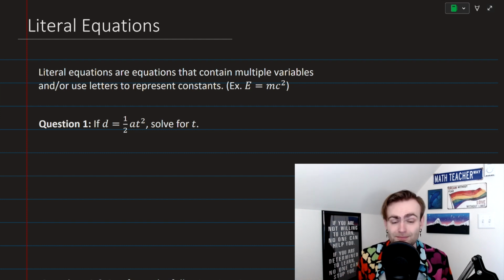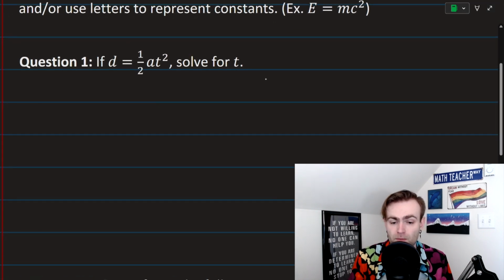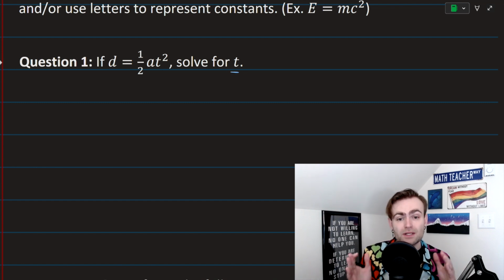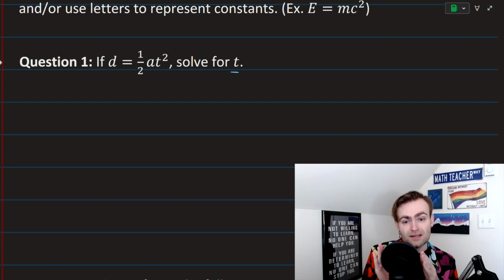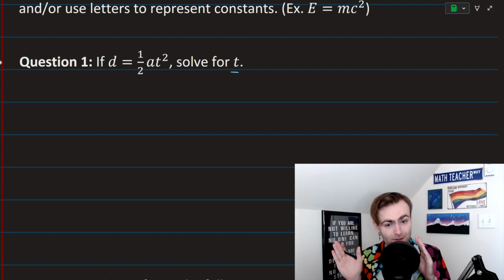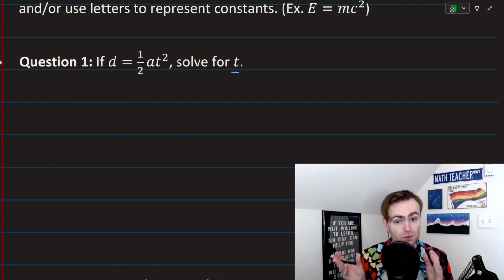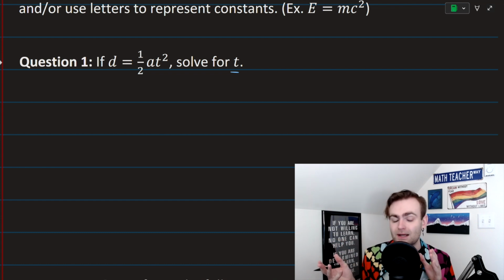So let's get started. First and foremost, we have: if d is equal to 1/2 a times t squared, solve for t. So when we solve for something, when we have multiple variables, it means that we are getting that variable alone on one side of the equation, and everything else is going to be on the other, and we have no instances of the variable we're solving for on the other side, meaning there's only one t, and it's all alone on its own side.